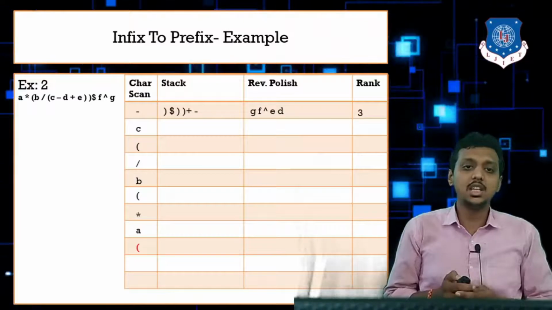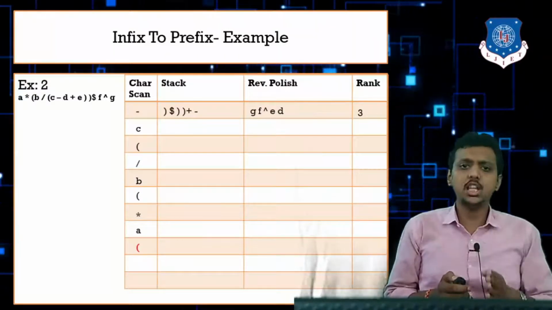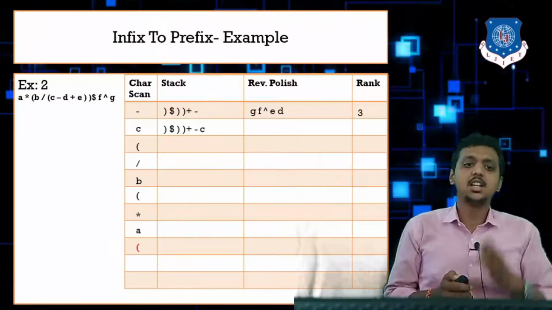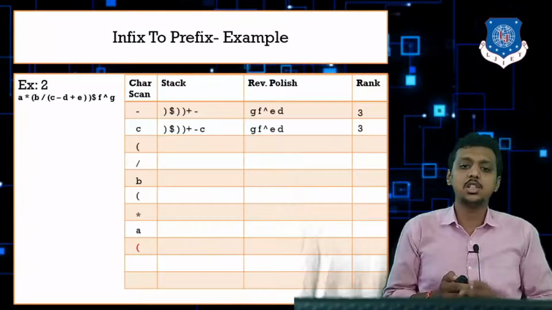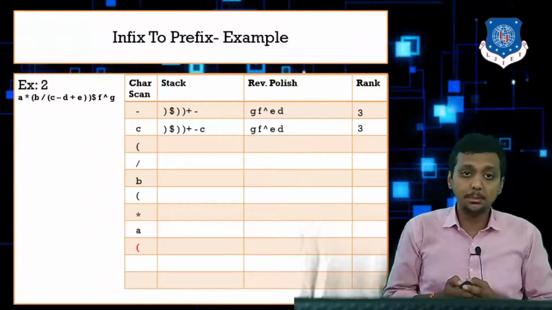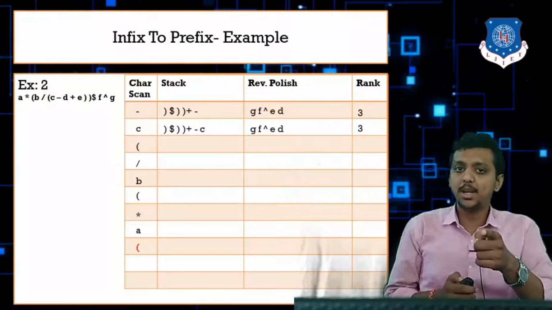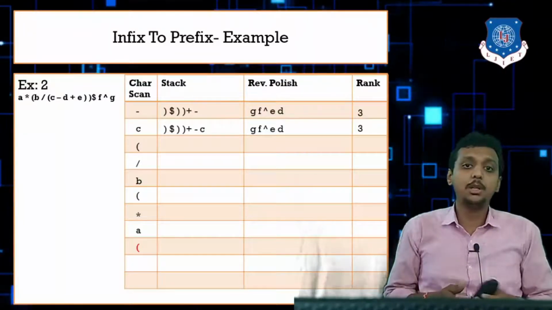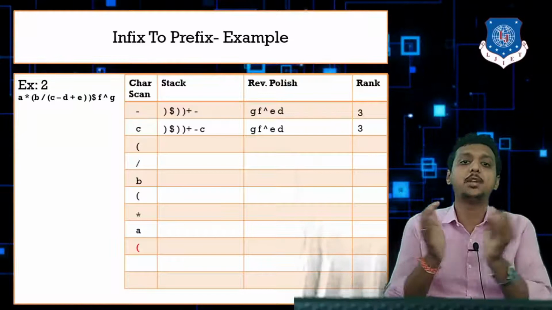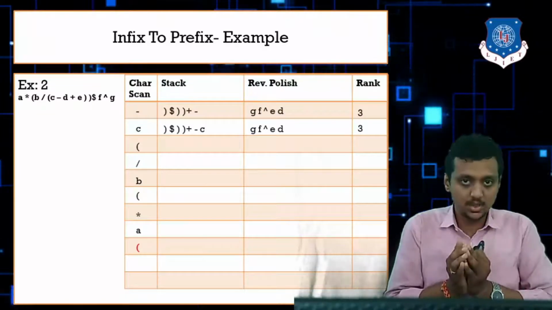Now we start with C. C is a character, do not think much, just push it inside the stack. Here it is, this is my reverse polish and this is my rank. Now we have the opening bracket. Students, what to do with the opening bracket? Opening bracket and closing bracket both get cancelled out together.